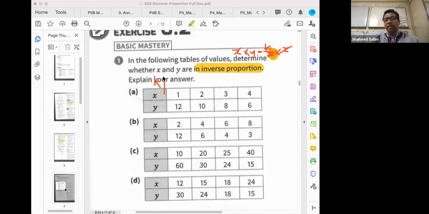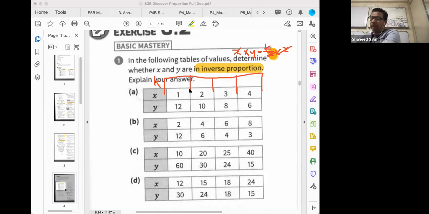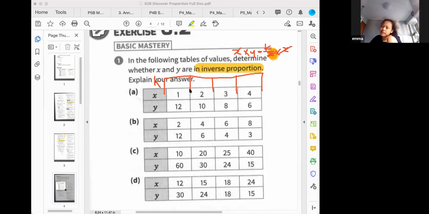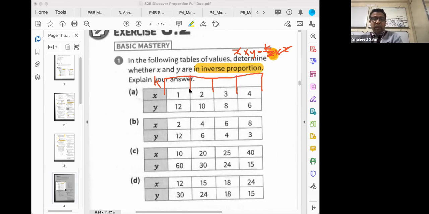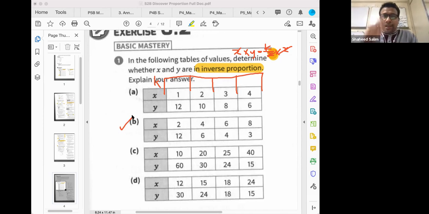Can you try to see, is it in inverse proportion? You try. You tell me whether number one is in inverse proportion. No, it's not. 12, 20, yeah, it's not. Okay. What about B? Is it inverse proportion? Yes. Okay.